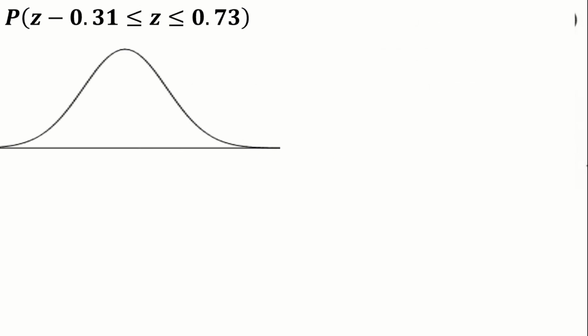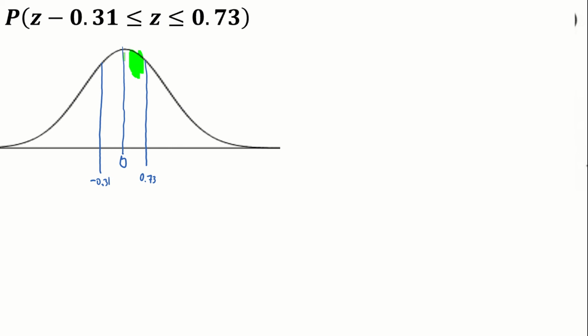Find the probability of z being between minus 0.31 and positive 0.73. Again, always draw your bell curve, mark in your center, 0. Then I'm going to mark in my positive 0.73, and then I'm going to mark in my negative 0.31. They want the probability of z falling between those regions.